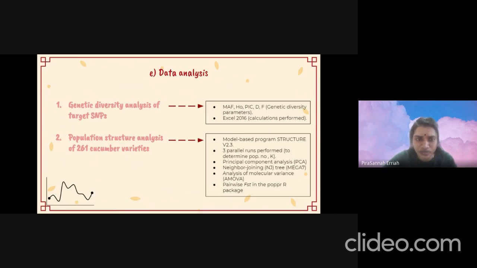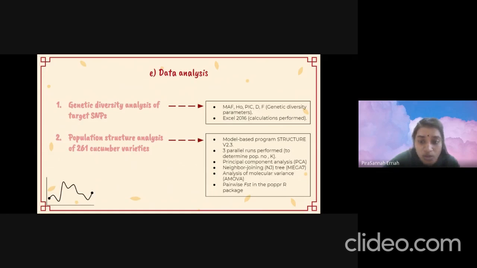Then in order to verify the optimal number of clusters, the principal component analysis has been performed in the respective R package. Then they use the neighbor-joining tree from MEGA 7 to analyze the genetic relationship among the 261 varieties based on the genetic distance in the POPPR package.